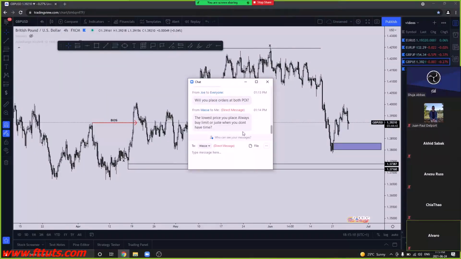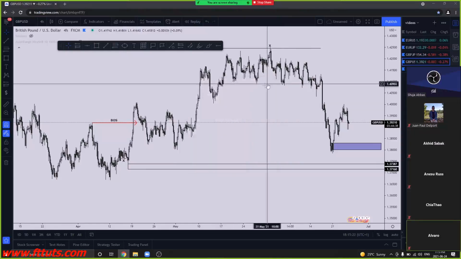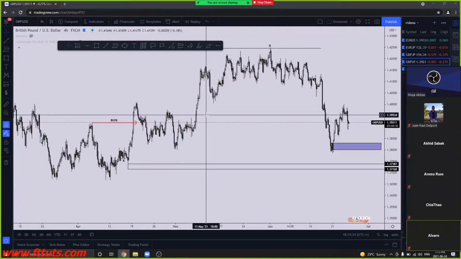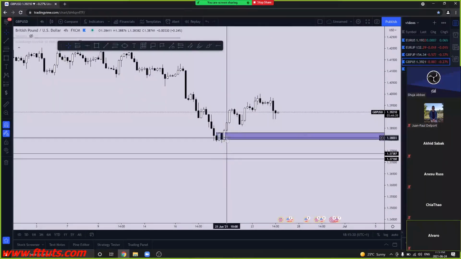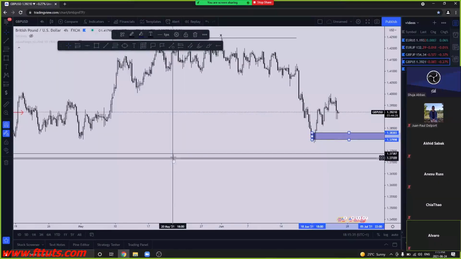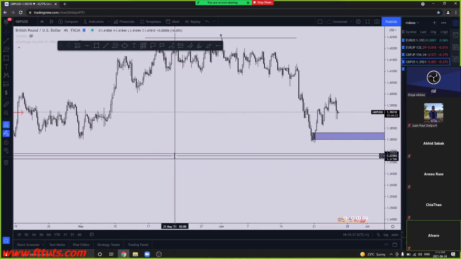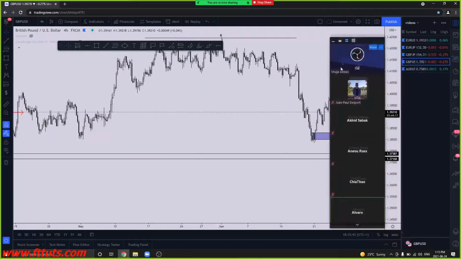The lower price you place always buy limits, or just when you don't have time. The lower ones, if it's lower, then I set the buy limit right away. If I don't have time, so for example, if I'm going to be outside or I'll be sleeping and I don't have time to look at this, I'll set a limit for this one and this one. But once again, this is me setting limits or waiting for confirmation; it doesn't mean that you guys have to do the same. I'll show you guys a good example.